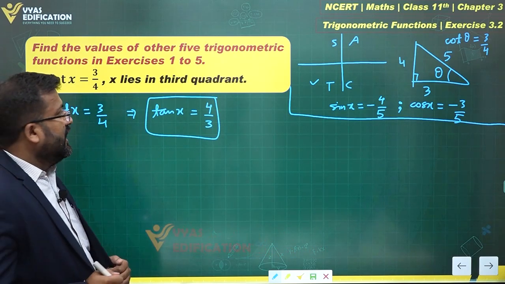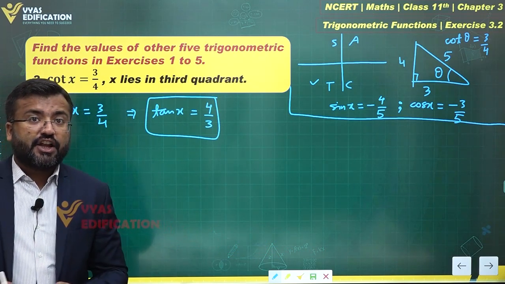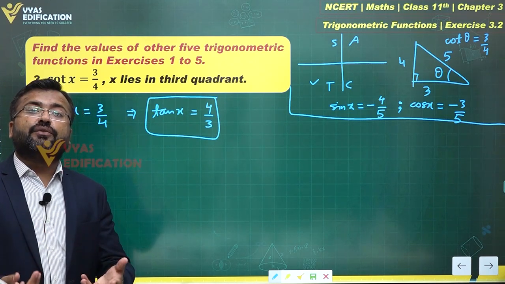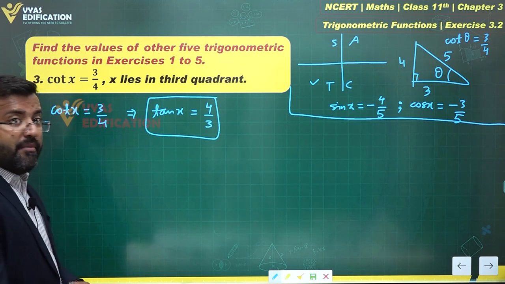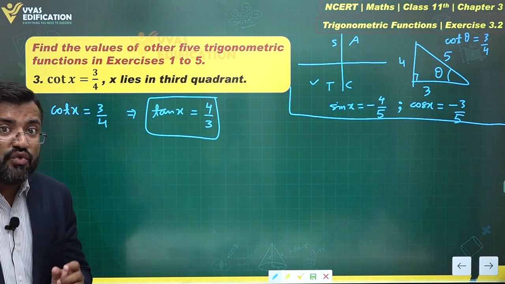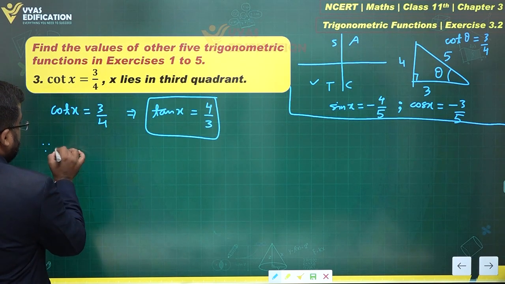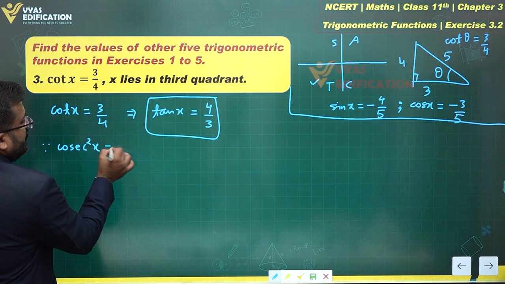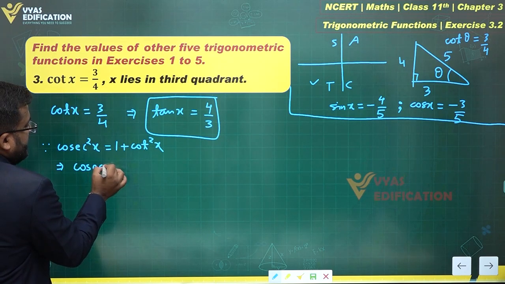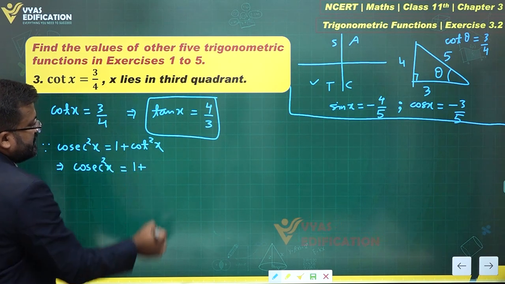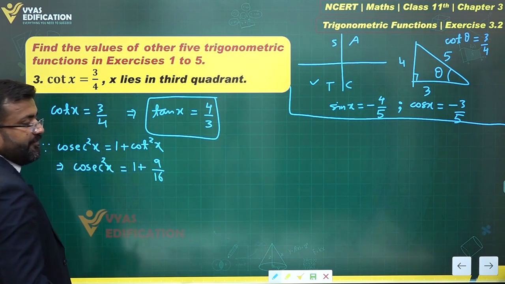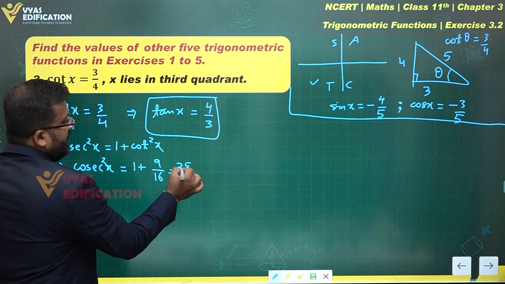Now what next? With the help of cot x, do you have any identity which relates cot x to another trigonometric function? We remember one trigonometric identity. That identity says that 1 plus cot square x is equal to cosec square x. Since cosec square x is equal to 1 plus cot square x, cosec square x can easily be found. 1 plus cot square x, where cot square x would be the square of this, 9 by 16. This is 25 by 16.